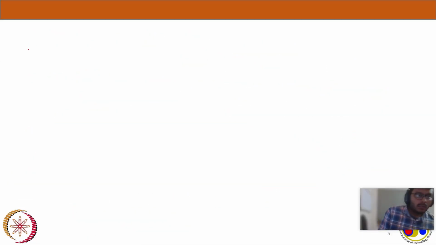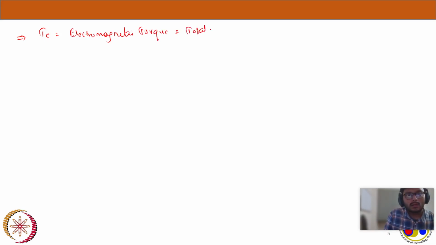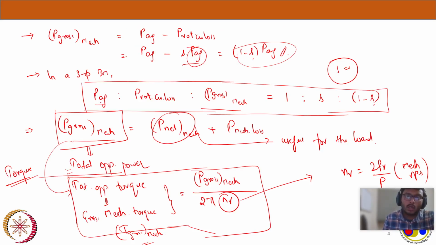Now we have seen the expression for electromagnetic torque, or we just call that the total opposing torque expression we saw. That is, this is TEM, electromagnetic torque. Same opposing torque. Don't confuse with these many expressions. I will just use the word electromagnetic torque. That is what we wrote there: P gross mechanical divided by 2 pi nr.